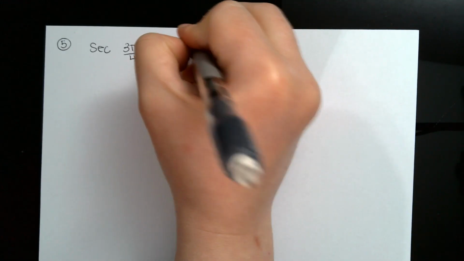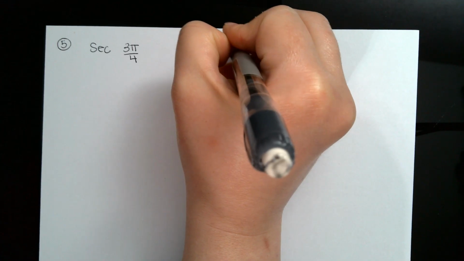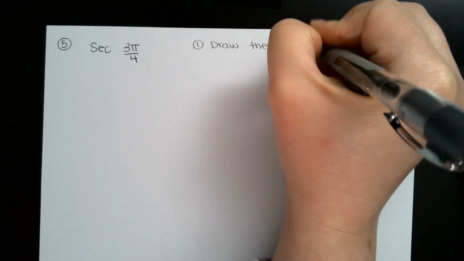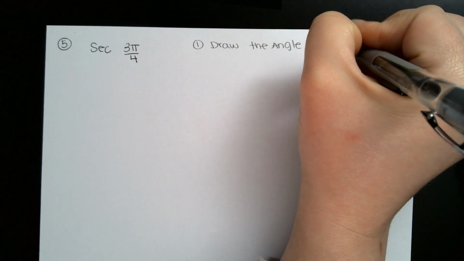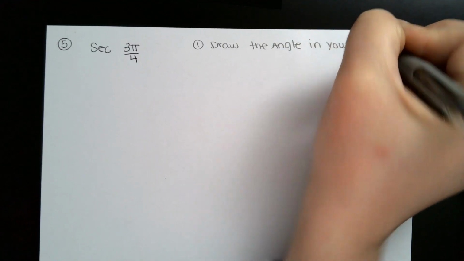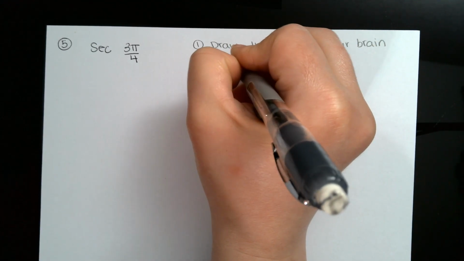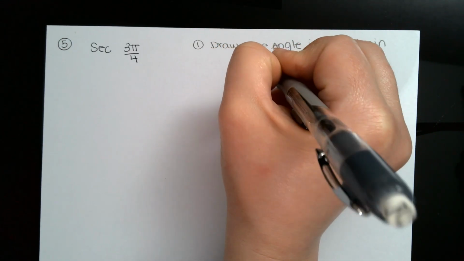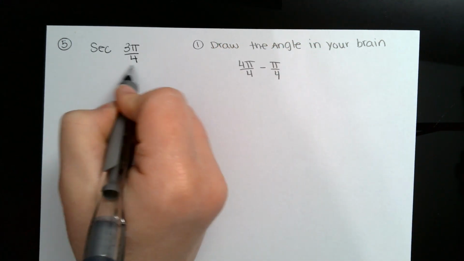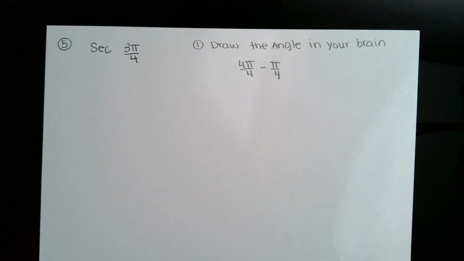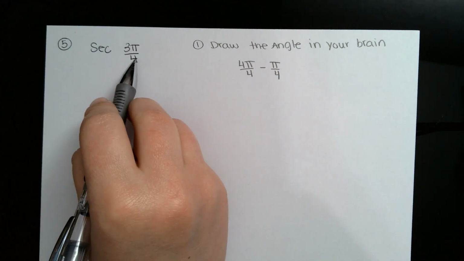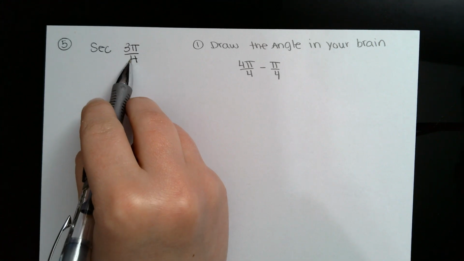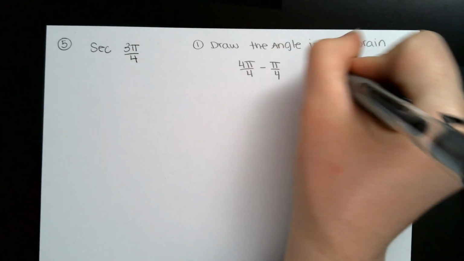Step number 1, same thing as before, you're going to draw the angle in your brain. If you need to draw it out, that's fine. So I'm going to overshoot. I'm going to say 4 pi fourths, and I'm going to pull back 1 pi fourth. The trick is if you have a denominator 4, your reference angle is always going to be pi fourths. Again, this is for exact unit circle values, for trig values.